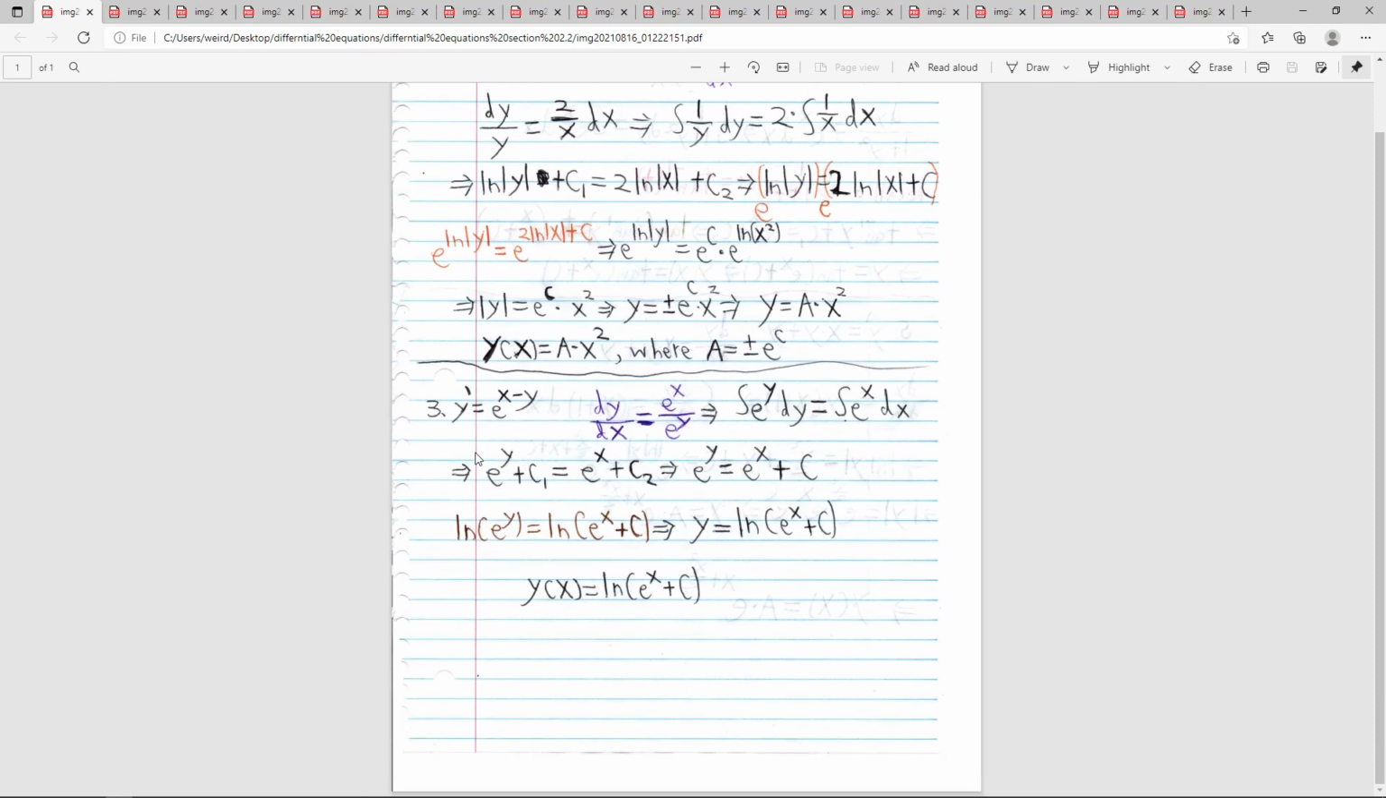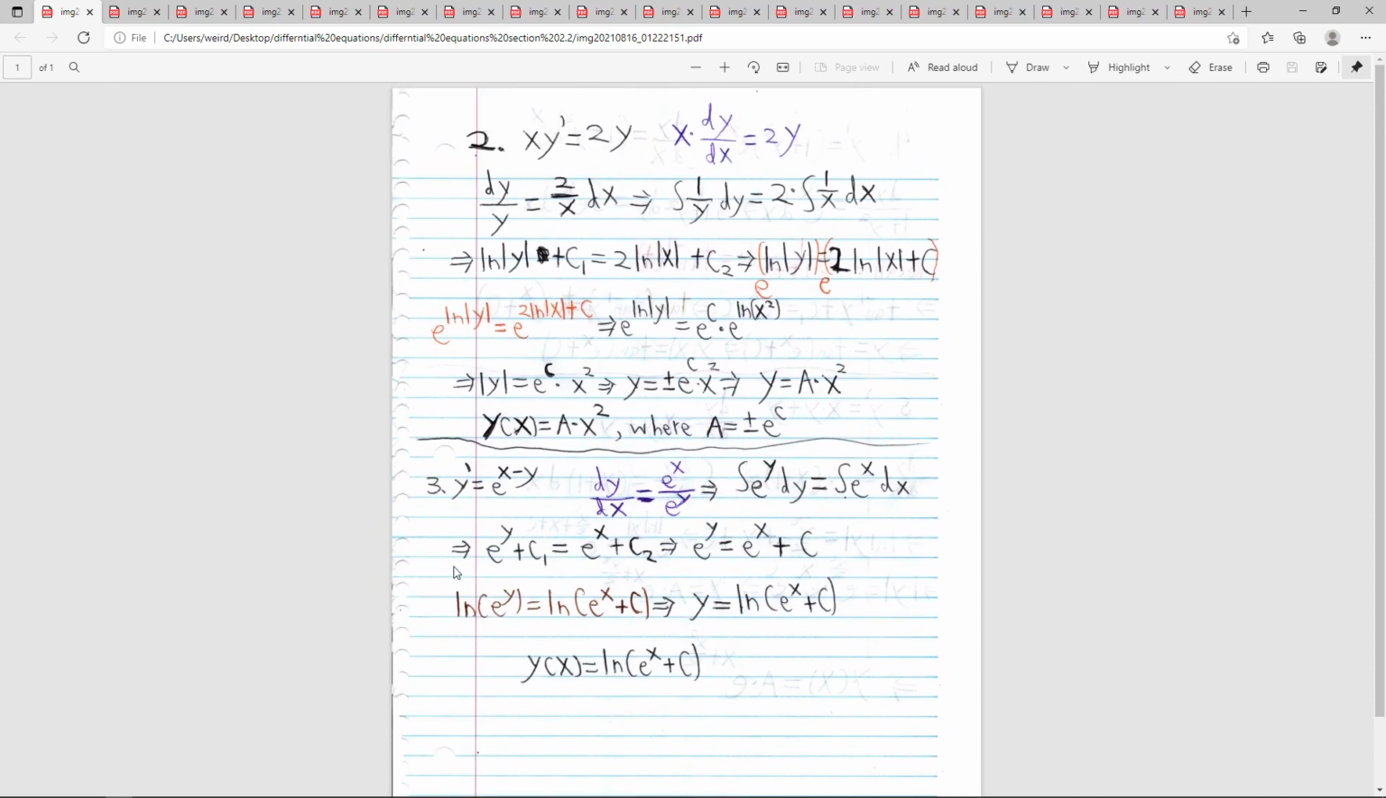Number 3 is again very similar. It's y prime equals e to the x minus y. But this time I write it as dy/dx equals e to the x over e to the y, because you can split that up. When you have an exponential raised to a subtraction, you can do division and separate them. E to the x divided by e to the y, and that allows us to separate very easily. So we multiply both sides by e to the y and get dx by itself, so we basically separate the variables.